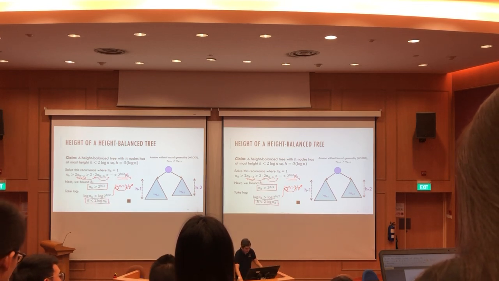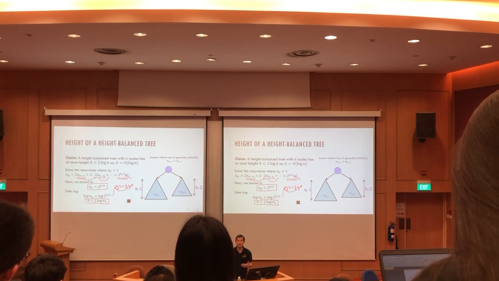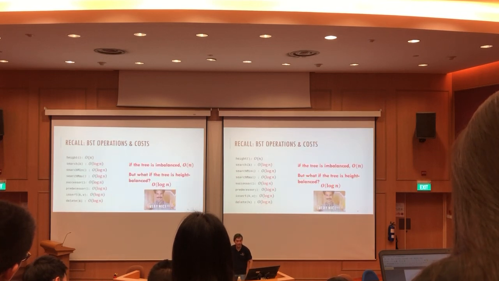Okay, so what does this tell you? This tells you that the height of the tree is less than 2 log N_h. So this is our claim, because the height is less than 2 log n, so this is O of log n. So the height of the tree is nice. It's not a very deep tree, it's a very short, shallow tree, which is what we like.